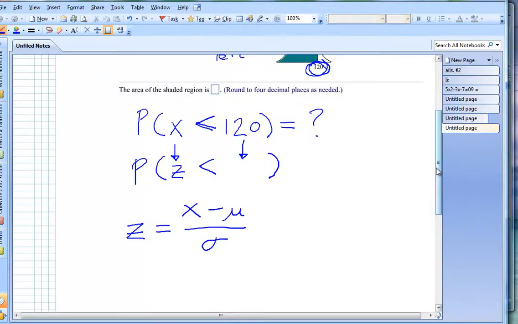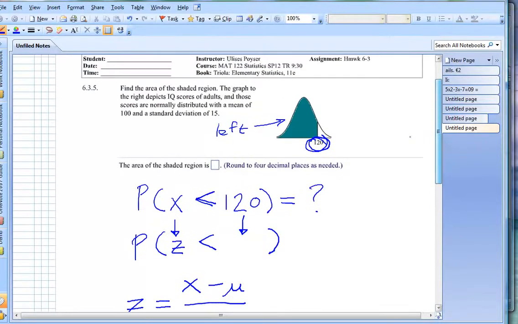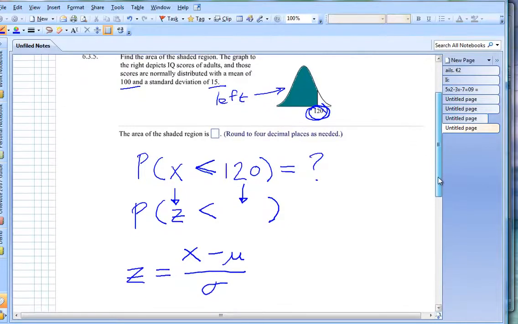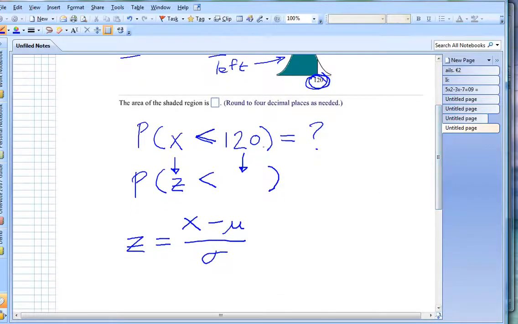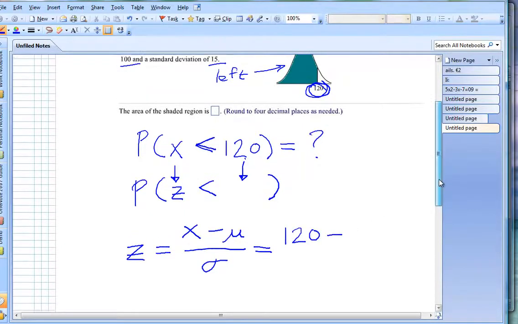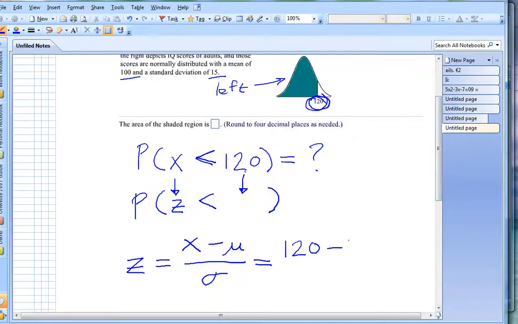And they gave us that. They told us the mean was 100, and they told us the standard deviation is 15. So we have these two values that we can plug in here. The x that we're going to change is this 120. So I've got 120, that's my x value, minus the mean, 100, divided by our standard deviation of 15.